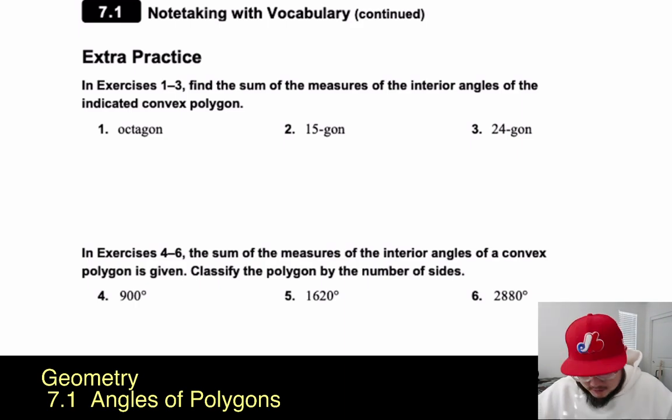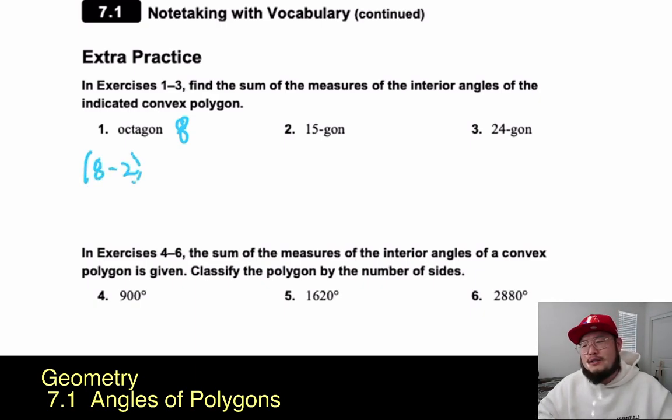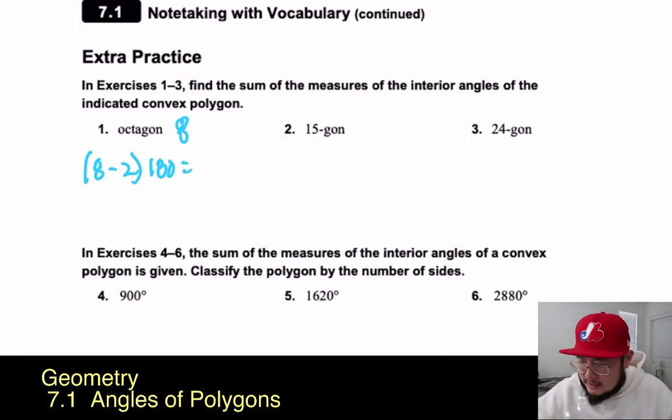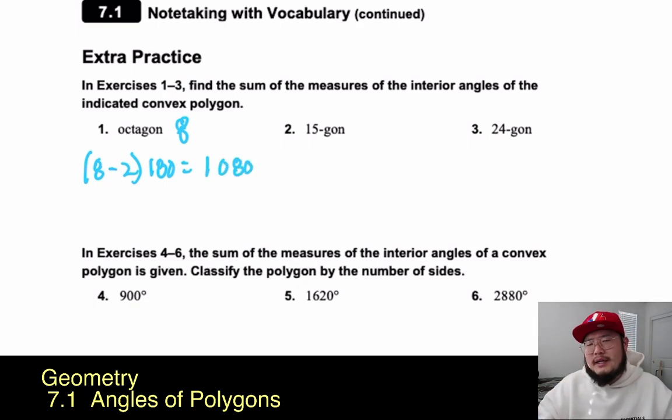So if we use our equation, remember n minus 2 times 180, I'm going to go ahead and put 8 minus 2 times 180 and get my answer for the polygon. All right, so 8 minus 2 is 6. 6 times 180 ends up equaling 1,080. Remember, that is how much all the interior angles inside of that 8-sided figure will be.